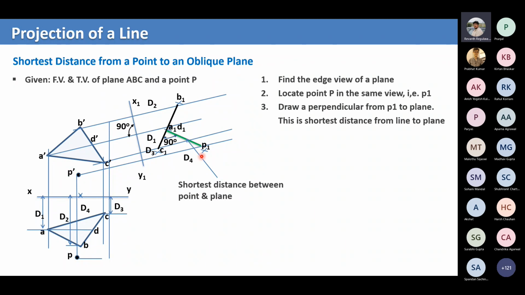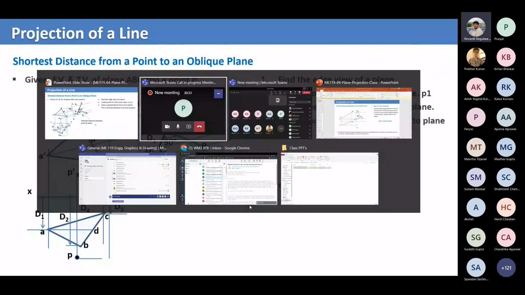So now the shortest distance between a point and a line will be the perpendicular distance. So we draw a perpendicular line and we measure that and we say that this is the shortest distance between the point and the plane. So I hope everyone understood this. Am I clear?